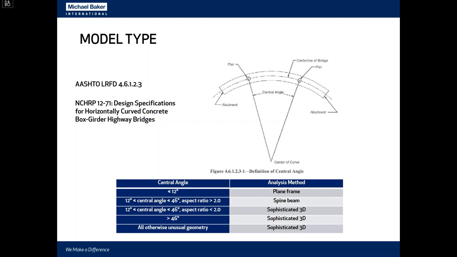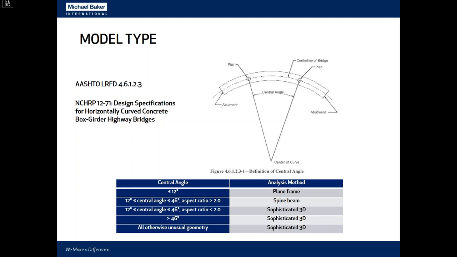The methods addressed are plain frame, spine beam, and sophisticated 3D analysis methods. Plain frame basically allows the bridge to be analyzed as if it were straight. A spine beam allows for the bridge to be modeled as one beam that represents the entire cross section at the center line of the superstructure, with chorded beam elements around the curve. And then full 3D can take a lot of different shapes, anywhere from a simple grillage model to an all plate model.